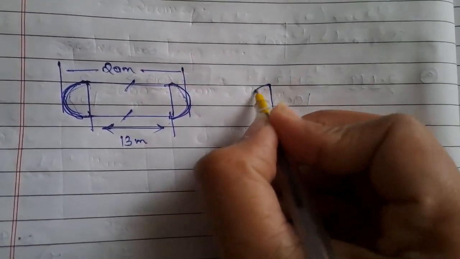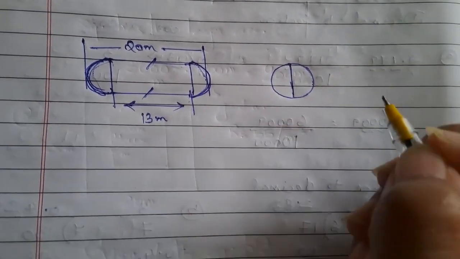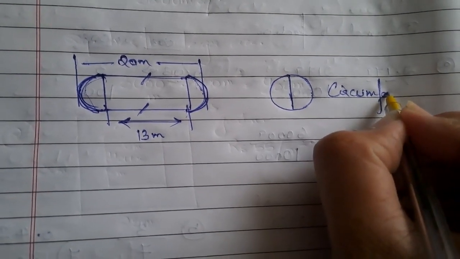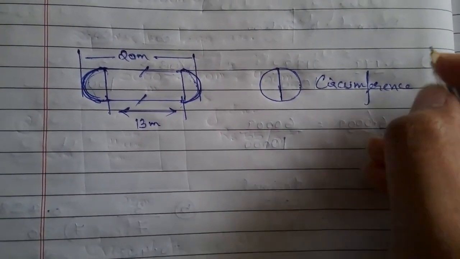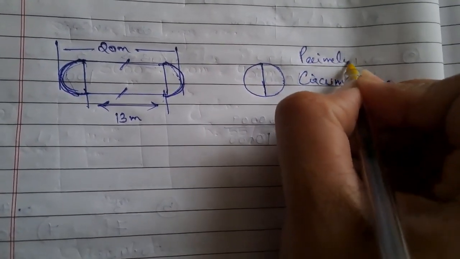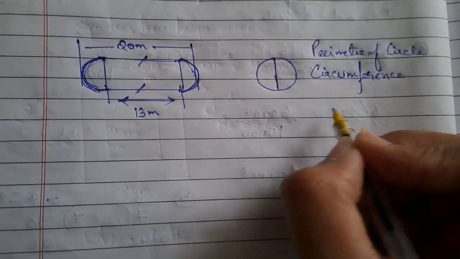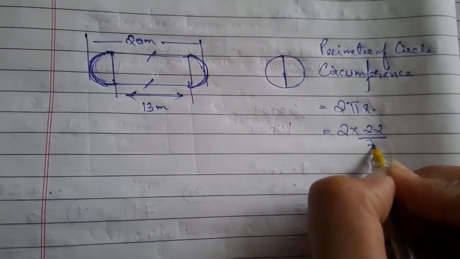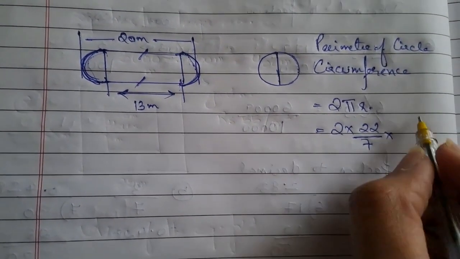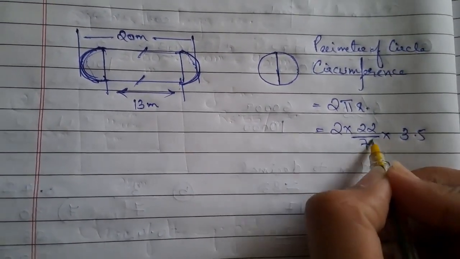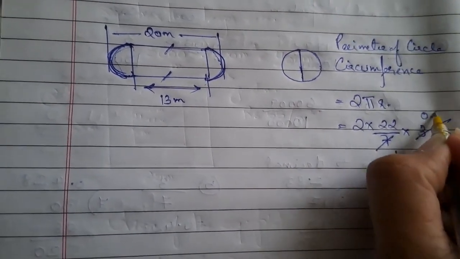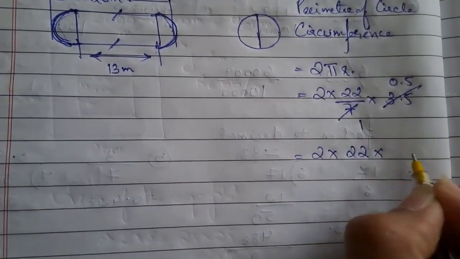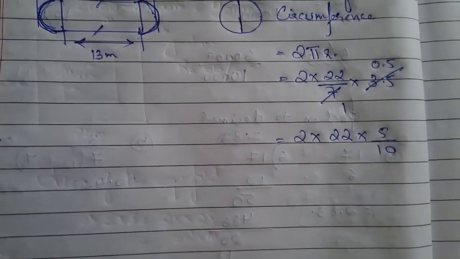So for this we just said that this is going to look like a circle, 2 semicircles joined together. What is the circumference? Circumference is the perimeter of a circle. The perimeter of a circle is called the circumference. That is 2 pi r, the formula. So 2 into 22 by 7, and the radius we knew from the previous one is 3.5. I'm going to remove the decimal and write it down. So it becomes 2 into 22 into 5 upon 10. Okay, 2 table.